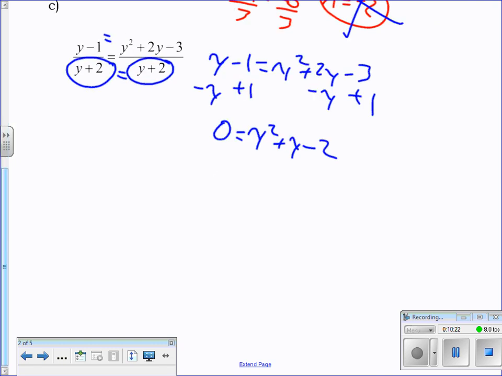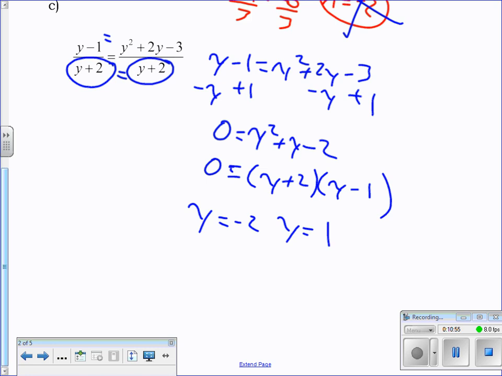Extend to give myself some more room. Okay. Factor. 0 equals two numbers that multiply to give me 2. My only choices are 1 and 2. One's negative, one's positive. They have to give me 1 plus 2 minus 1, which means that y equals the opposite of this, negative 2, and y equals positive 1.